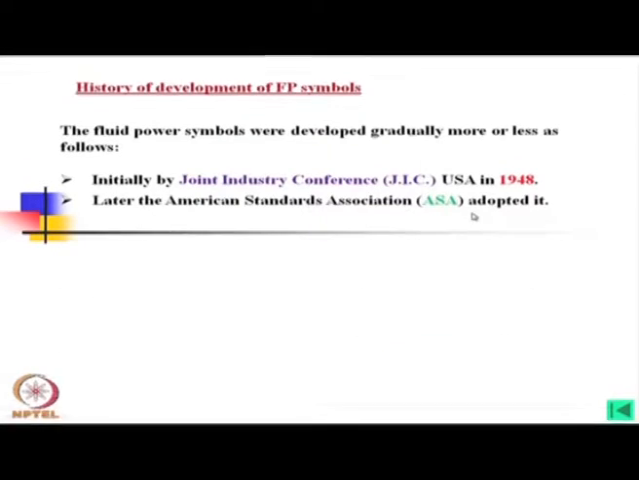Some people thought that we must standardize this, and first they started standardizing those symbols by which we can design a circuit. At the same time, research was also going on for the theoretical backup of the devices. Later, the American Standard Association adopted it.